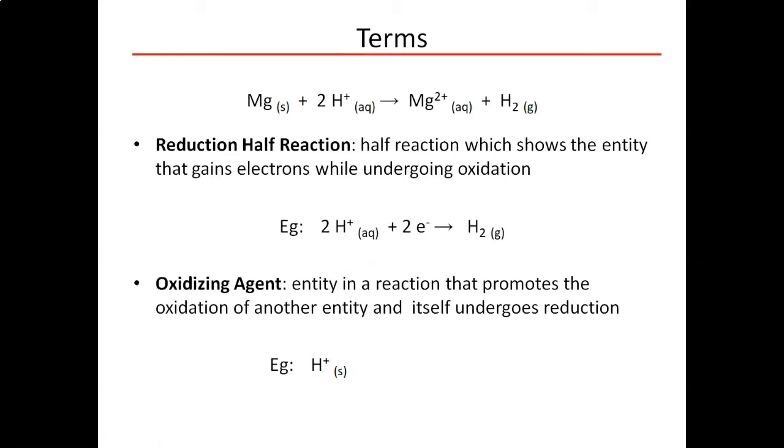Likewise, if we look at our reduction half reaction, we can show the reaction for the entity that's gained electrons. And as a result, just like we had a reducing agent, we have an oxidizing agent, and our oxidizing agent promotes the oxidation of another entity, and in the process undergoes reduction itself. So since our proton undergoes reduction, the hydrogen ion is our oxidizing agent.